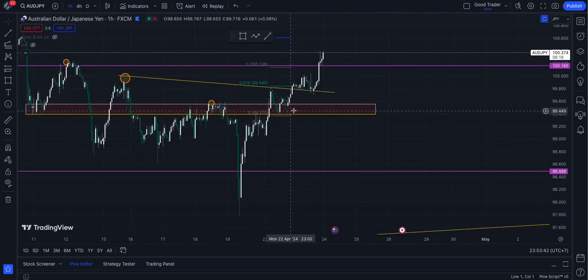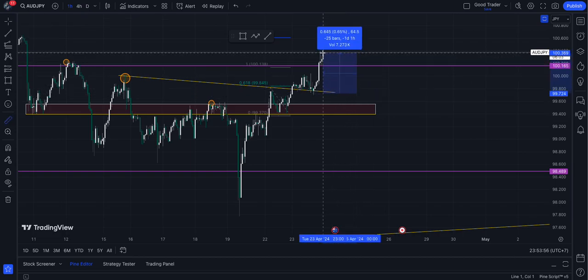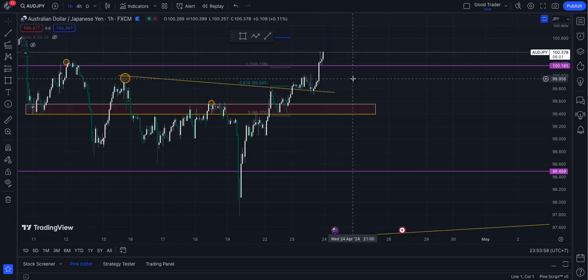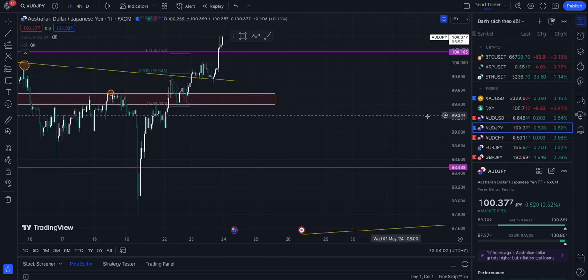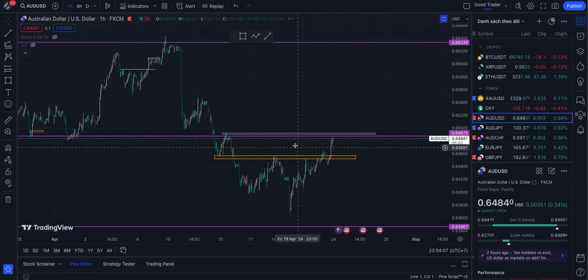So we need to find some pattern. For me, it's a retest, first of all on this zone, like I said before, or a retest something like that. And price has now successfully played out my analysis. So that's for the Australian dollar and the yen. And how about the next pair?